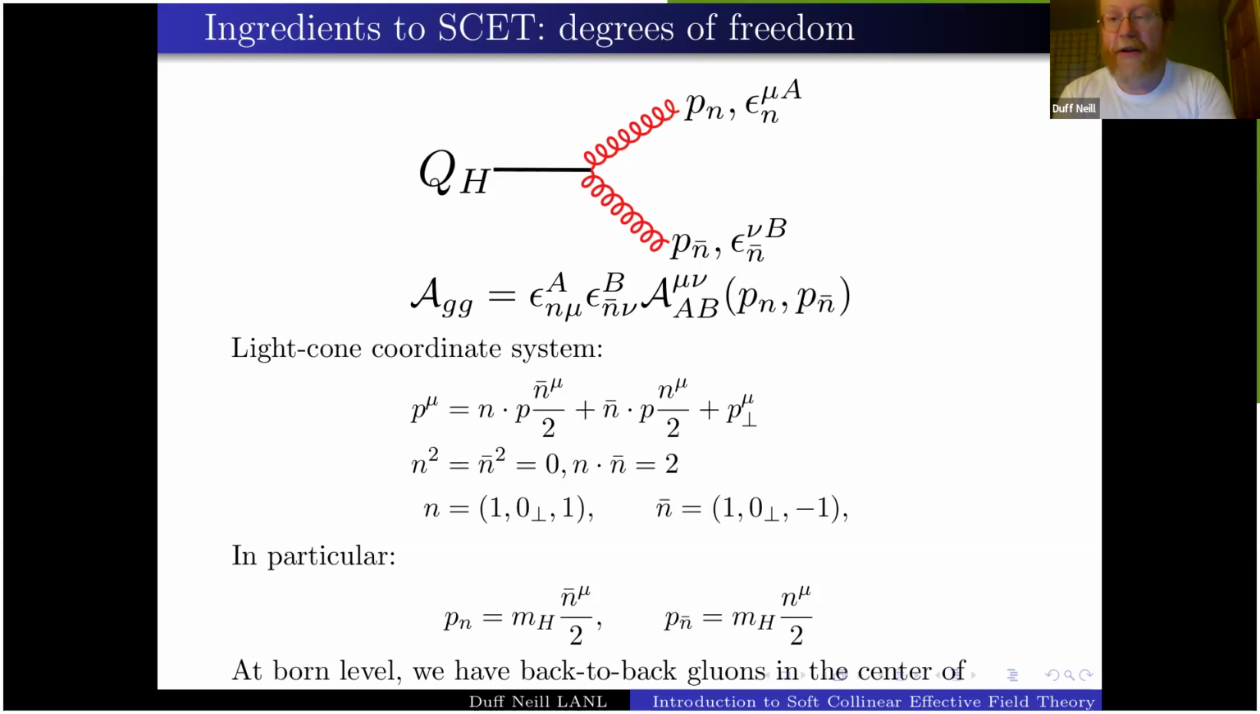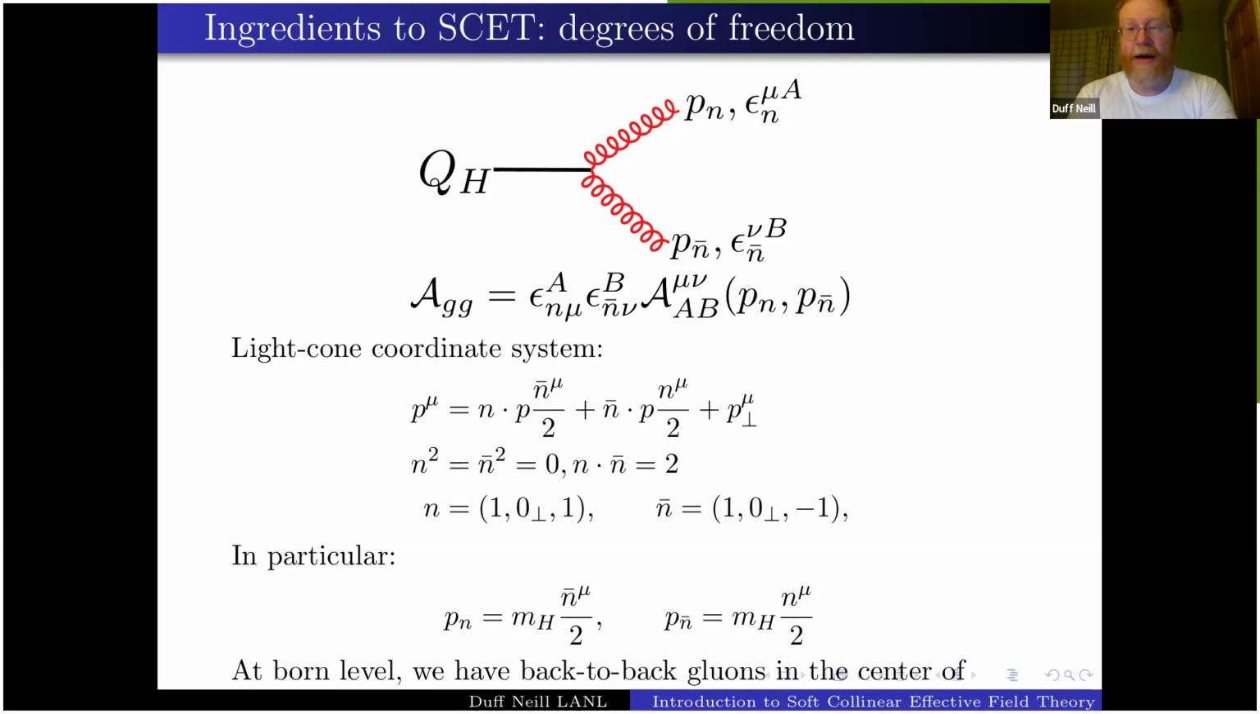And this is going to define for us, therefore, a light cone coordinate system that we'll use throughout this talk to discuss our degrees of freedom. In the rest frame of this decay, the two gluons are moving back to back from one another. So I can take each one of those gluons to define for me a light cone direction. And these light cone directions I'll call n and n bar.